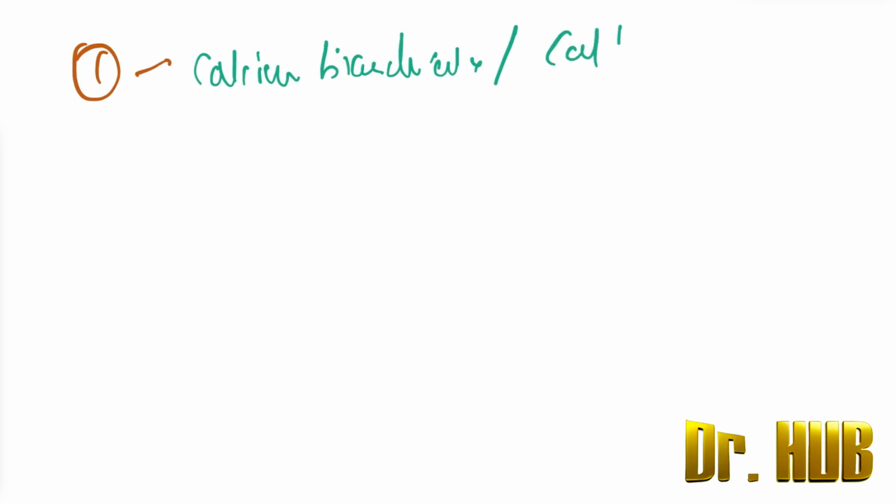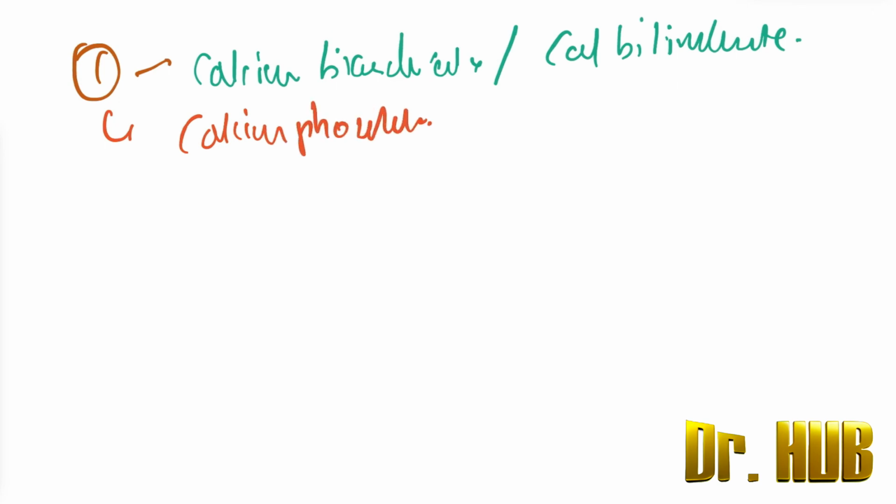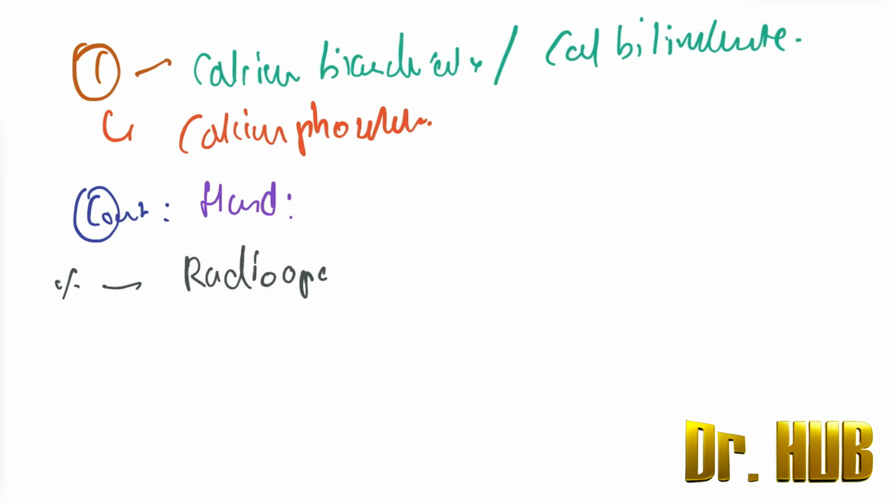So what are the constituents of this? The constituents include calcium bicarbonate, and then also calcium bilirubinate. So all the calcium salts are present in the bile pigment. Next also the calcium phosphate. Then comes the consistency. Consistency is hard, and then comes the percentage of radiopaque stones. This will be about 60%.